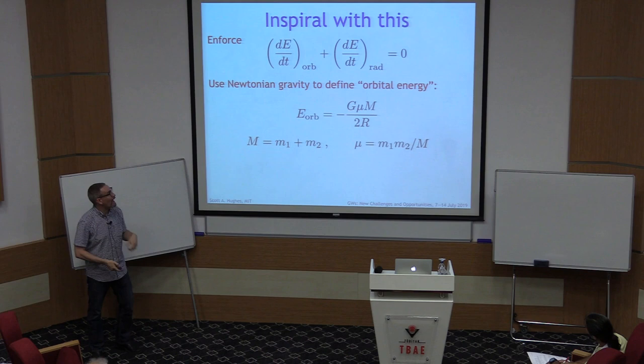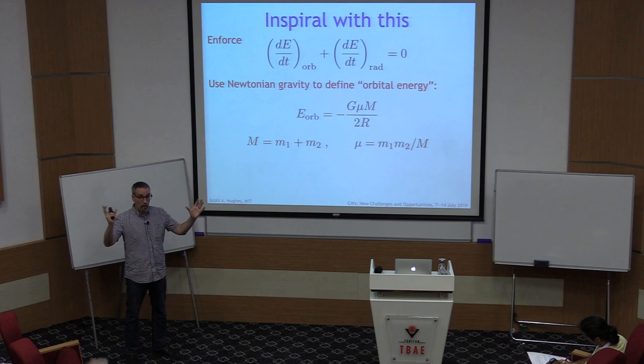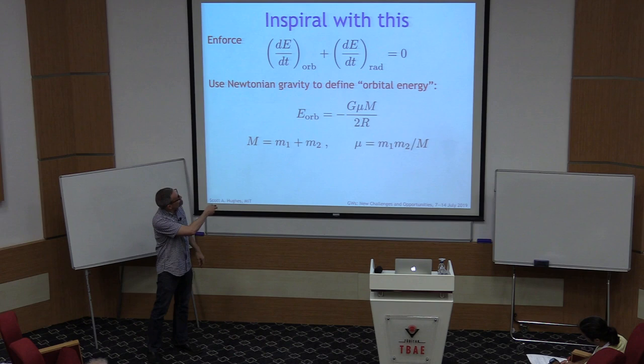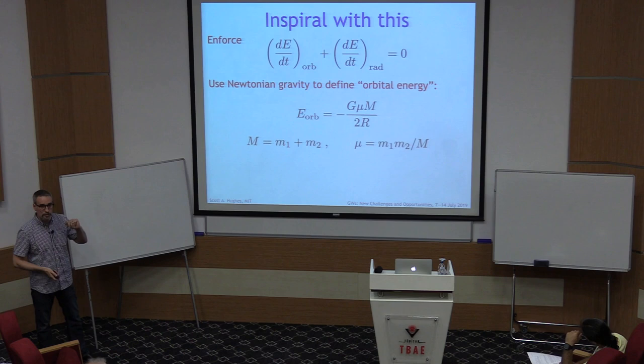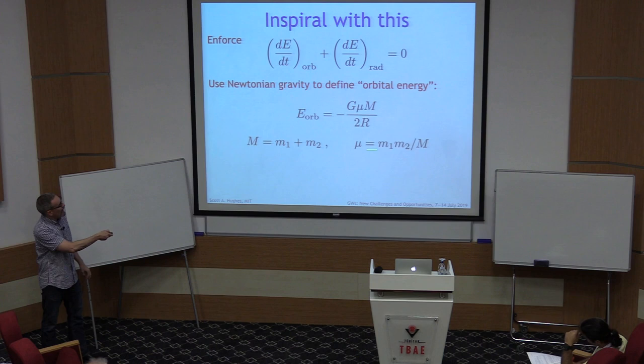And if I have two objects orbiting one another in a circular orbit, I add up the kinetic and potential energy associated with their orbital motions, and I get minus G mu M over 2r is the total energy of the system. Great. So now, my binary has two members with masses m1 and m2. Capital M is the total mass. Mu is the reduced mass.